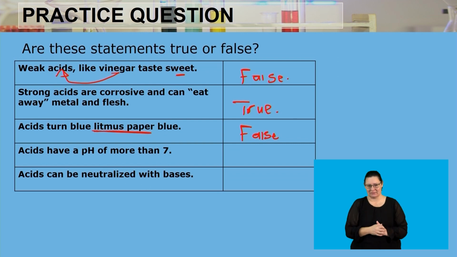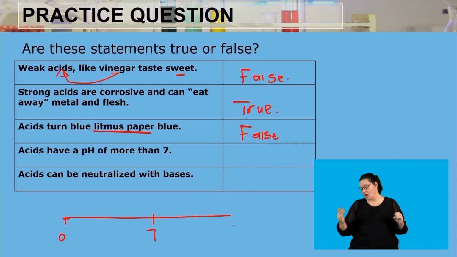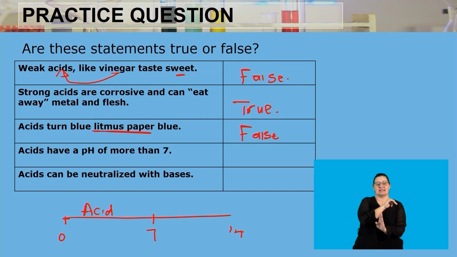Now question 4, acids have a pH of more than 7. Now when we're picturing our pH scale with a 7 in the middle there, 0, and then all the way to 14, we know that if a substance has a pH that is less than 7, it is going to be acidic.